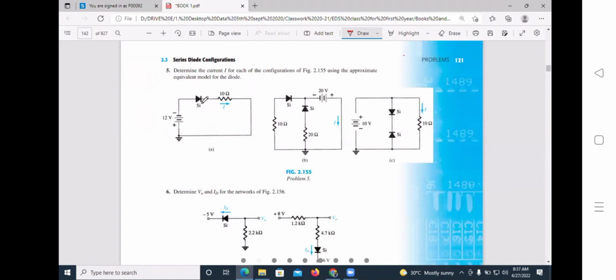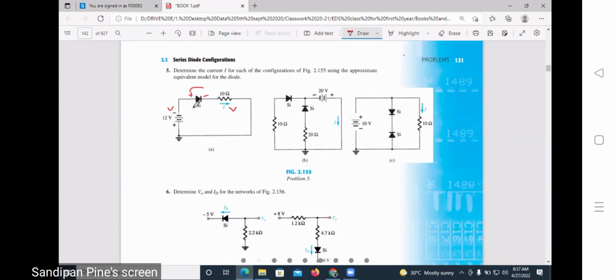In this figure, a battery of 12 volt is connected here, a silicon diode is connected here, and a 10 ohm resistance is connected here. What is the value of I they want? You can see in this figure the plus point of diode and minus point of diode. The plus point of diode is connected to the minus pin of battery. So it is reverse bias.